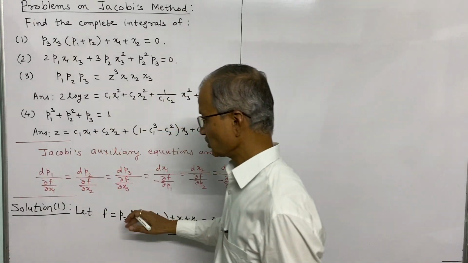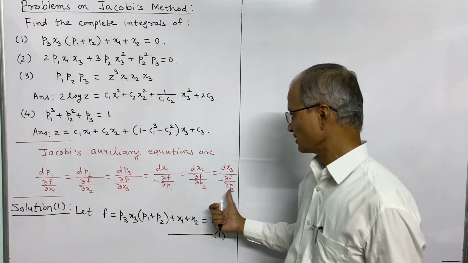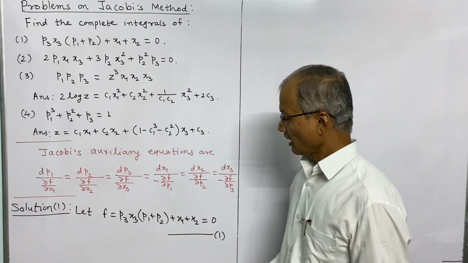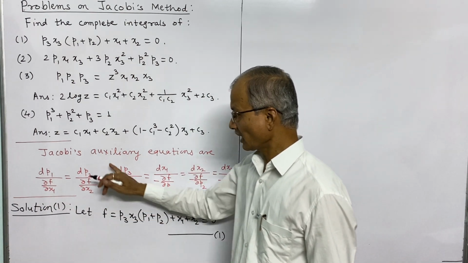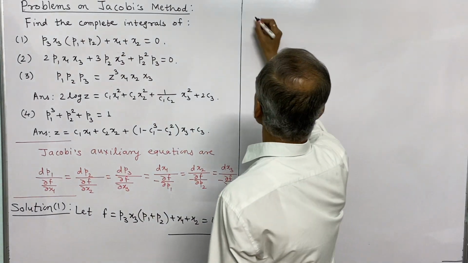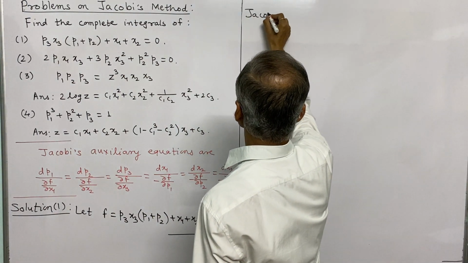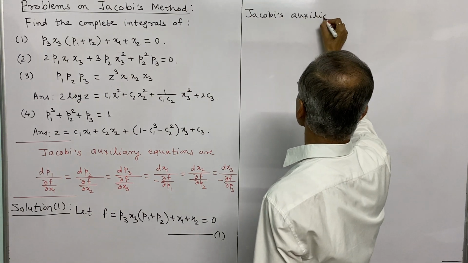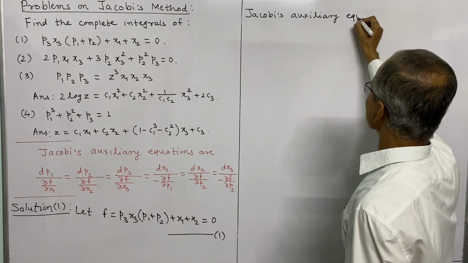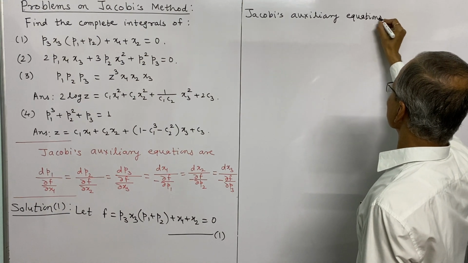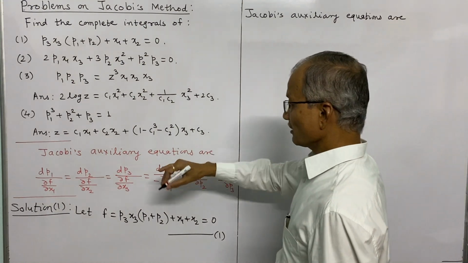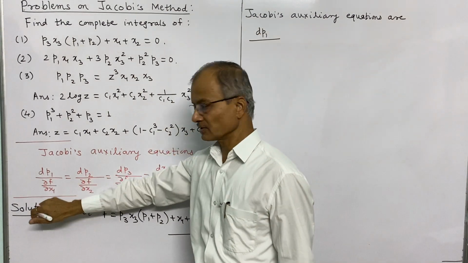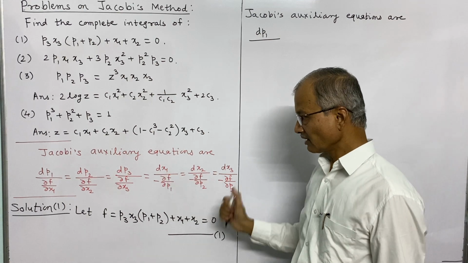And here are the equations dp1. These are 6 equations or in the form of fractions. And we have to write Jacobi's auxiliary equation. So these are. Now we will write these directly by observing this. So we should first write this and then write the values.